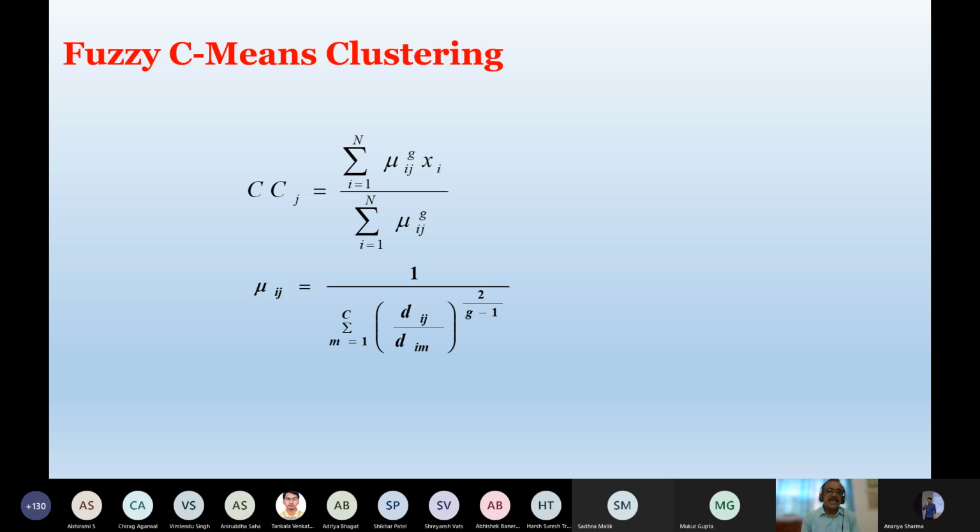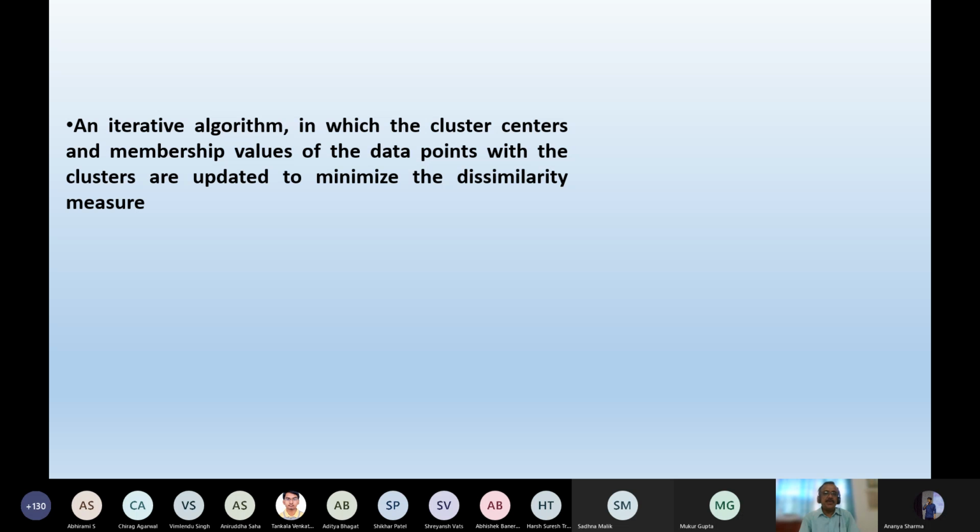So by solving that set of equations, we will be getting the expression for the cluster center and your mu, that is the membership function value of the ith data point with the jth cluster center. Now what we do is we use one iterative algorithm where both the cluster center as well as the membership values of the data points with the clusters are updated to minimize the dissimilarity measure. So our aim is to minimize the dissimilarity measure.